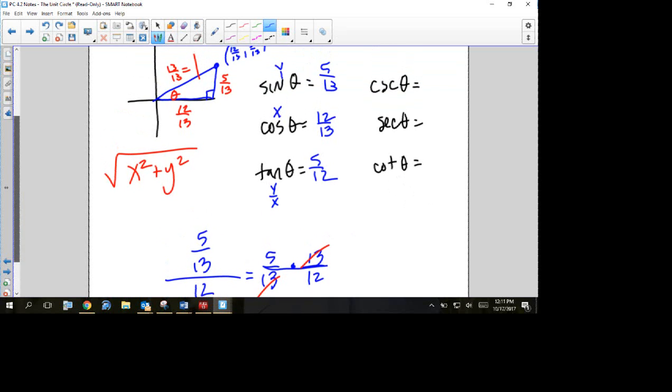And then from there, how do I get the other 3? Reciprocate. Doesn't go fast. Okay.